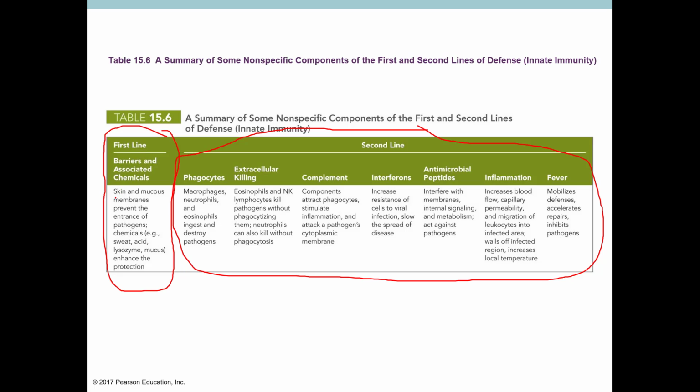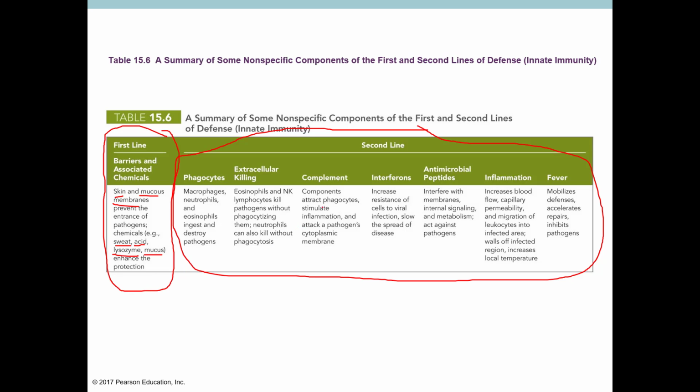So the first line of defense are the skin and the mucous membranes and anything that they secrete. So the skin secretes sweat, the sebum has acid, mucous membranes secrete lysozyme, mucus. There's a certain amount of the skin sheds, the mucous membranes shed. And so there's the structure and the way these things work. It's your first line of defense. So keep your skin as healthy as possible.